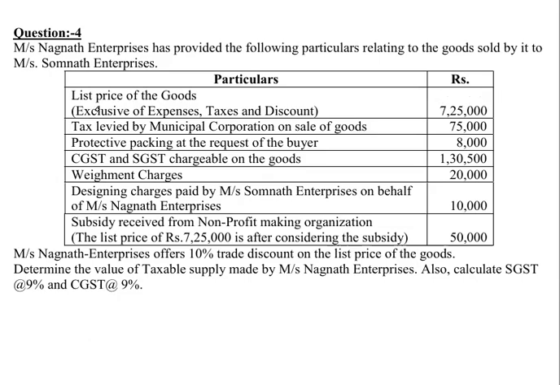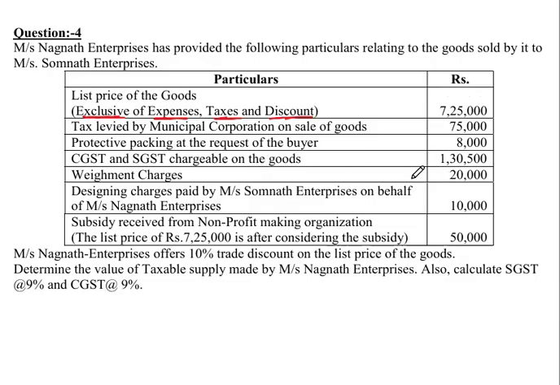This base price, that is the list price, excludes the expenses, taxes and discounts. Next one, tax levied by municipal corporation on the sale of goods, 75,000. Protective packaging at the request of the buyer is 8,000. CGST, SGST chargeable on the goods is 1,30,500.